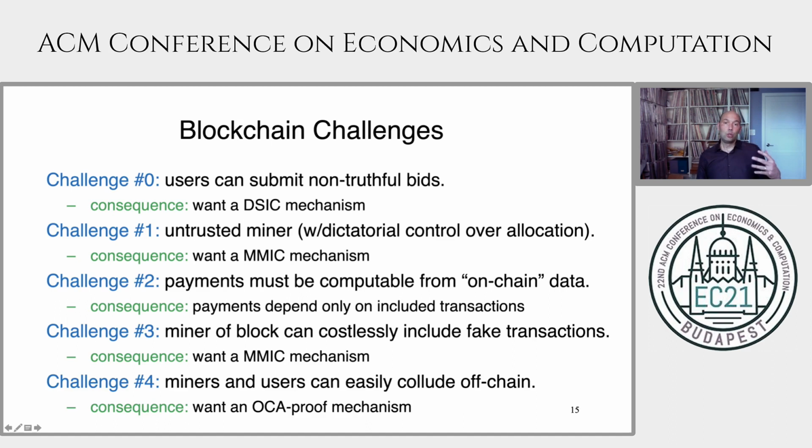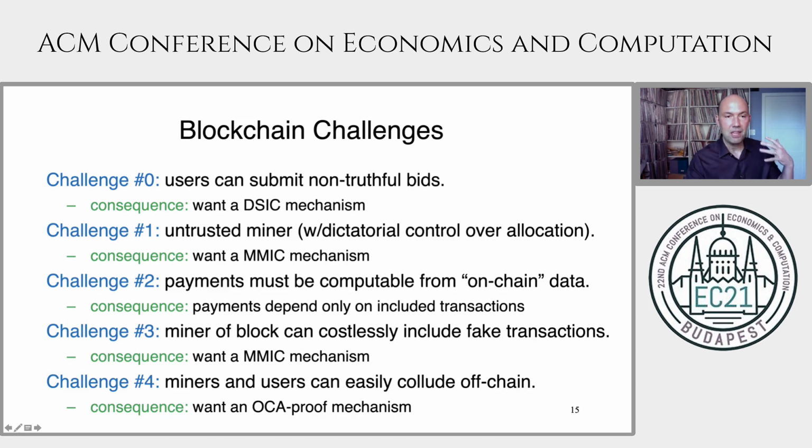Final challenge, collusion. Specifically, collusion between the miner of a block and the users who submitted the transactions that get included in that block. Okay? So that's going to lead us to our second new type of incentive constraint. It's going to be called OCA proofness. I'll give you that definition in a couple slides.